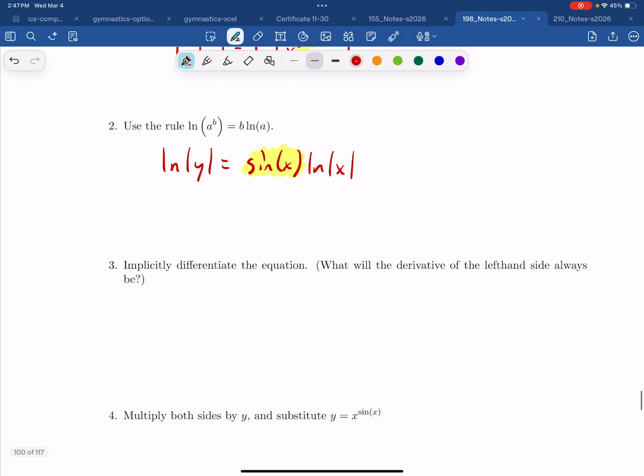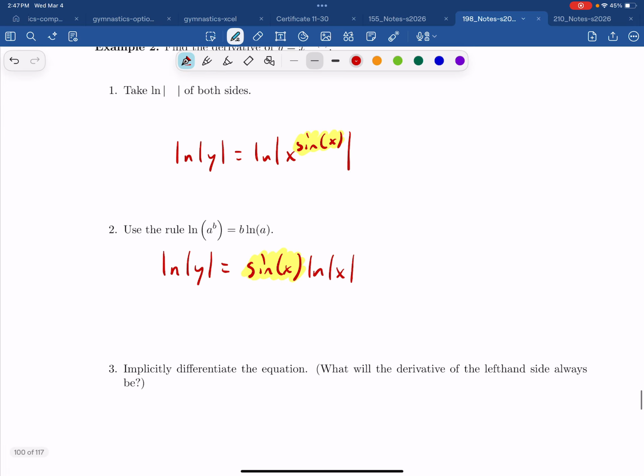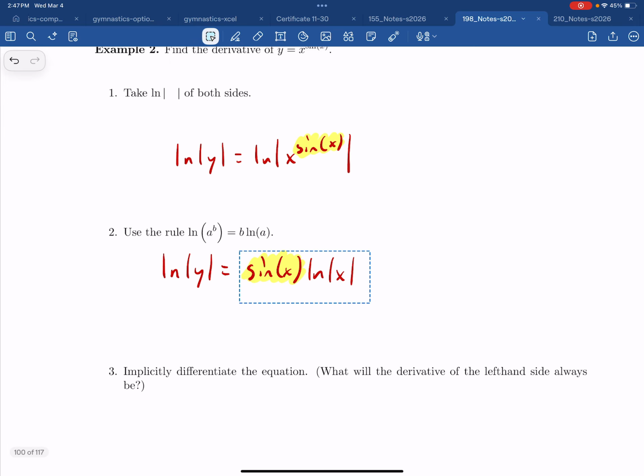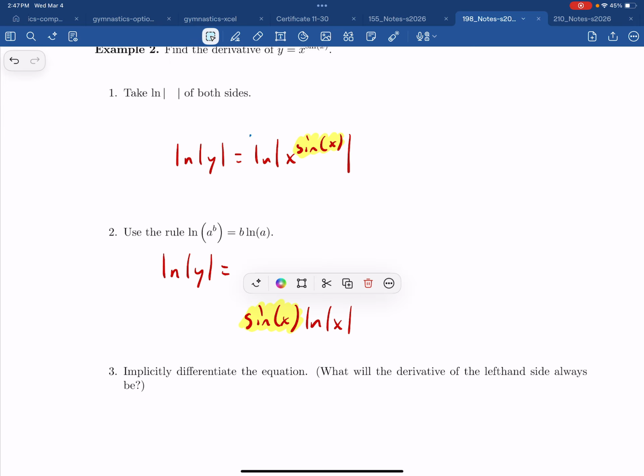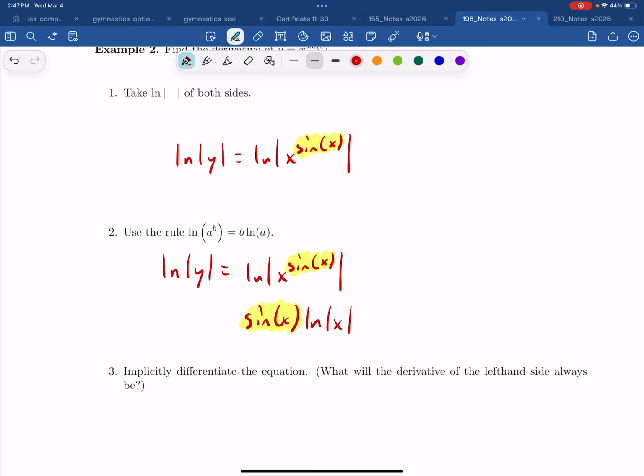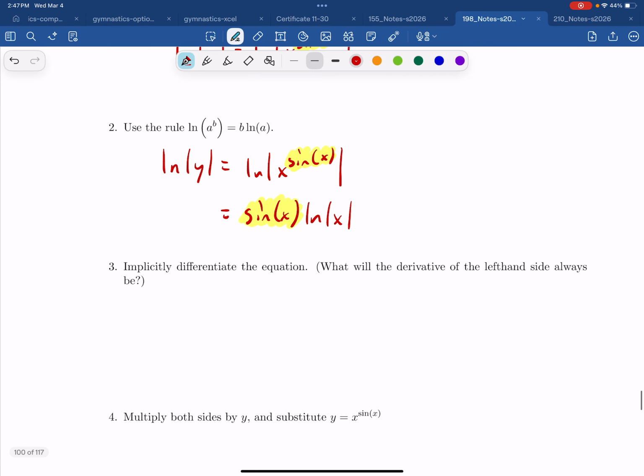Next up, we implicitly differentiate. In fact, sorry, let me just emphasize the fact that we are using a log rule here, right? That these two things are equal. Anyway, we're going to implicitly differentiate. Take the derivative of the left, take the derivative of the right. Now think about it. What's the derivative of the left-hand side always going to be? It's always going to be 1 over y dy over dx, right? Which is good, because we want to be solving for dy over dx.